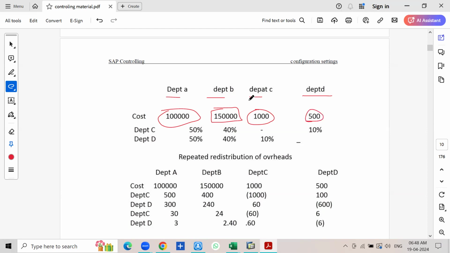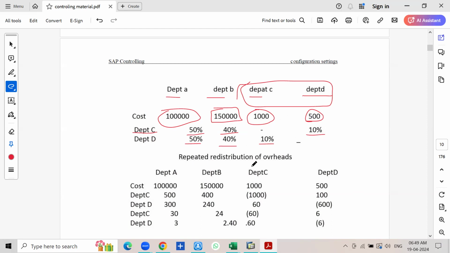So out of these 4 departments, Department C and D are service departments. So the cost of these service departments is to be allocated to other departments which have received the services from them. The cost of Department C is to be allocated 50% to A, 40% to B, 10% to D. That is the costing department requirement. Then the cost of Department D is to be allocated 50% to A again, 40% to B, 10% to C.